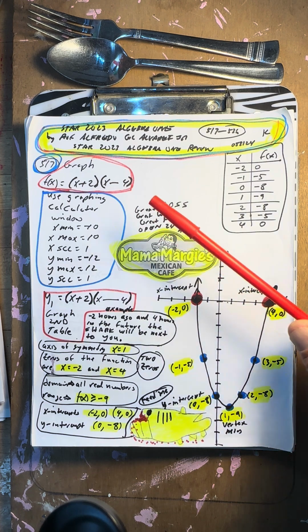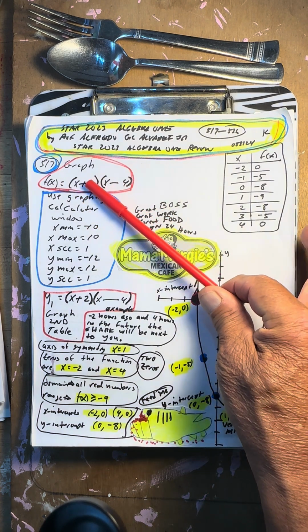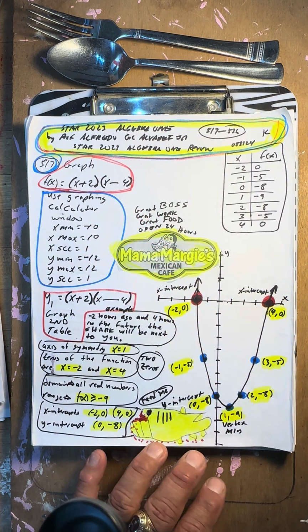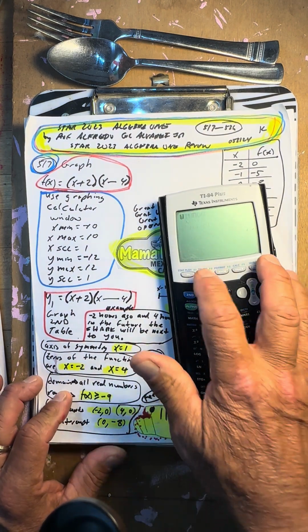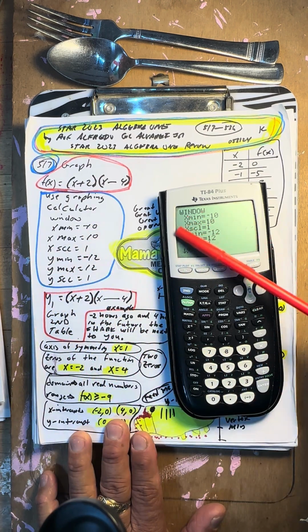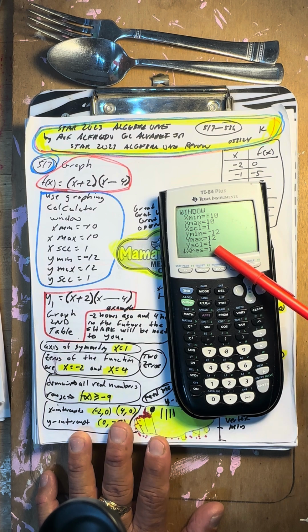So how do we graph this? f of x equals (x plus 2)(x minus 4). I'm going to use my graphing calculator. So I need to set the windows to match exactly what's here. See the windows right here? Has to match right there. Go to Window. Make sure you set it up like that.